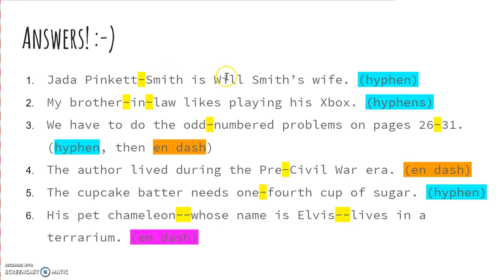Jada Pinkett-Smith is Will Smith's wife. That's a hyphen to represent her two married last names. My brother-in-law likes playing his Xbox. These are hyphens again because I'm trying to express brother-in-law as one cohesive thing. Ditto for odd-numbered problems, but I'm using an N dash to connect this range of page numbers. I also use N dashes with the prefix pre, such as pre-Civil War era. I use a hyphen again for 1-4 cup, and an M dash, the longer one, for interruptions in the middle of a sentence, like this non-restrictive clause, whose name is Elvis.